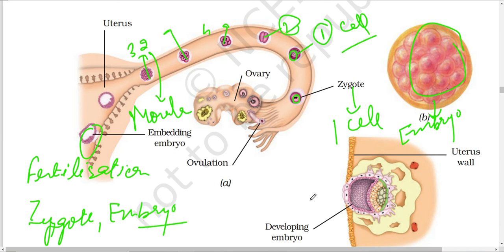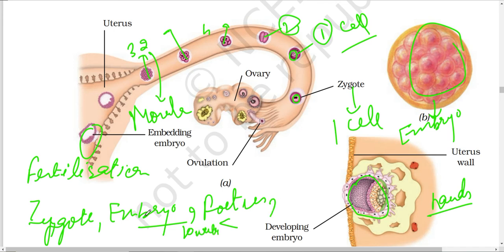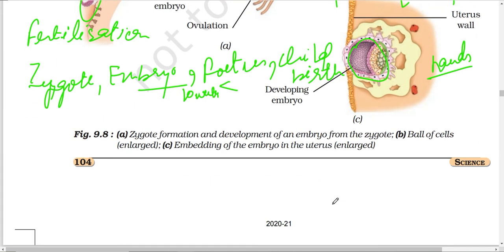Then when this embryo turns into the shape of a child, and the child's hands become recognizable, meaning we are able to recognize the different body parts of the child, then the stage is known as fetus. It is more than 10 weeks. Fetus is more than 10 weeks. So this fetus, and then the child birth. These are the different stages which I have told you.